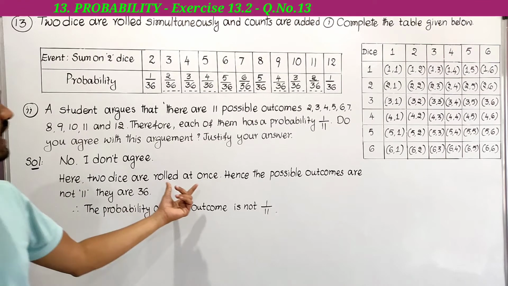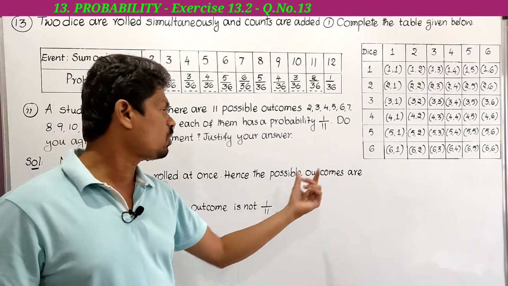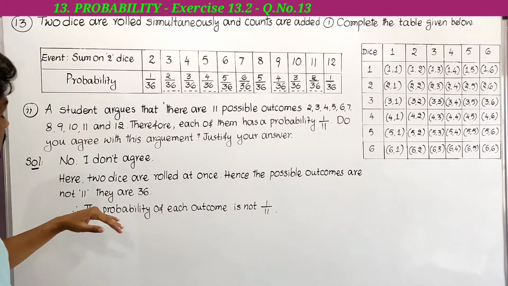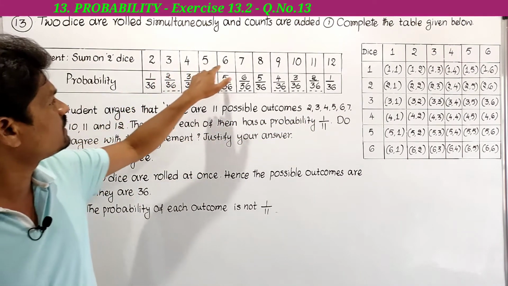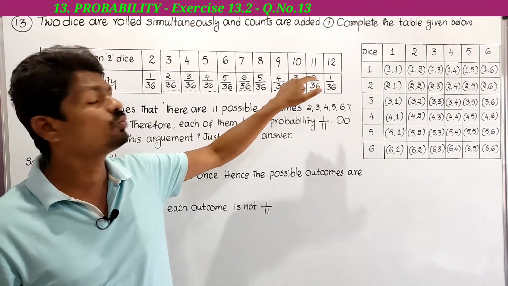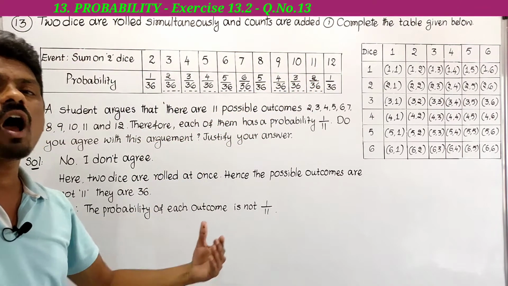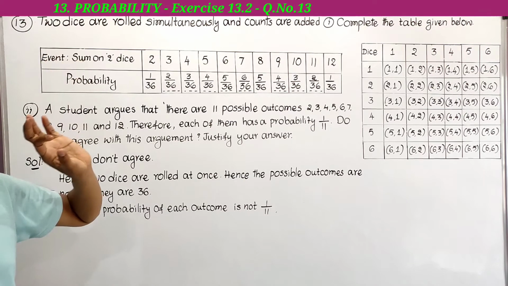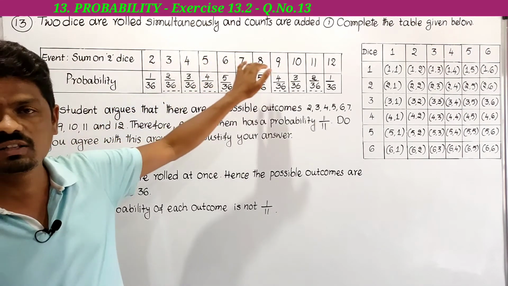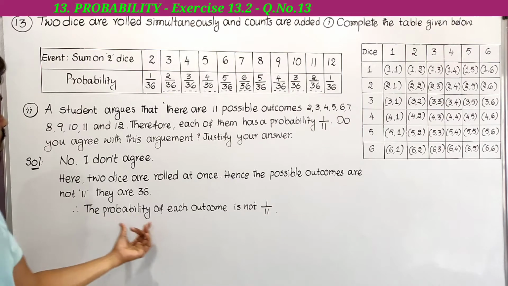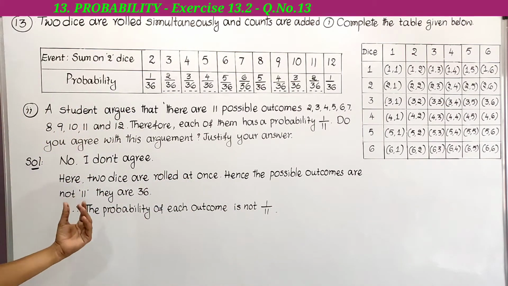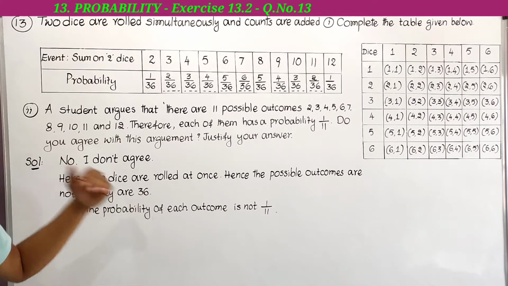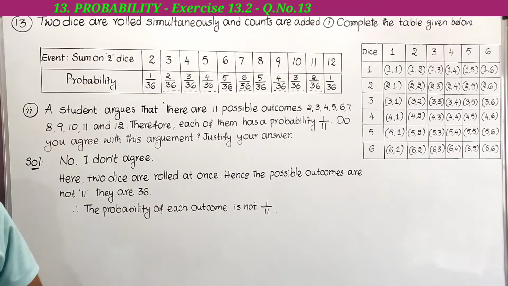Here 2 dice are rolled at once. Hence the possible outcomes are not 11. Here the total number of possible outcomes are 36. Here 2, 3, 4, 5, 6, 7, 8, 9, 10, 11 and 12 are the sums of the outcomes on the 2 dice, so these are not outcomes. Hence the probability of each outcome is not 1 by 11. So this is our justification. So that completes the 13th problem. Next we have to solve the 14th one.